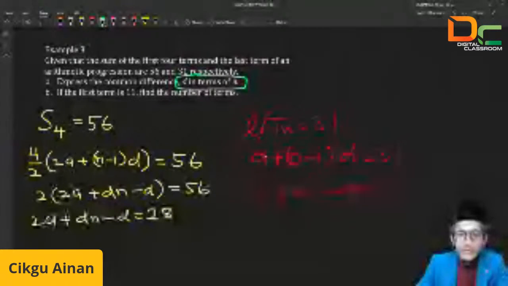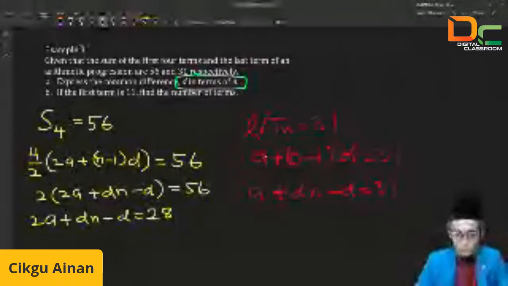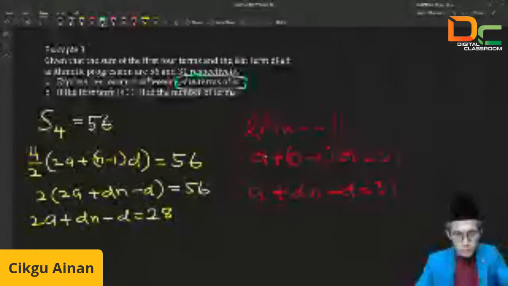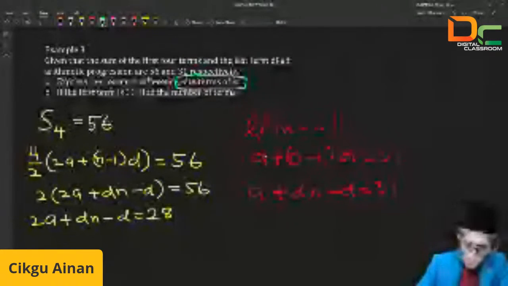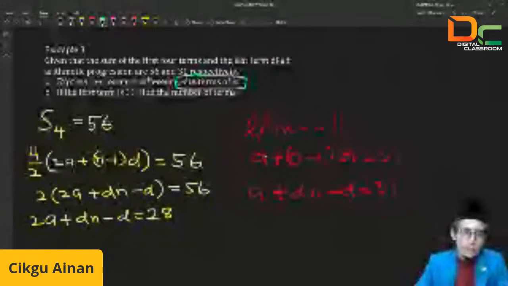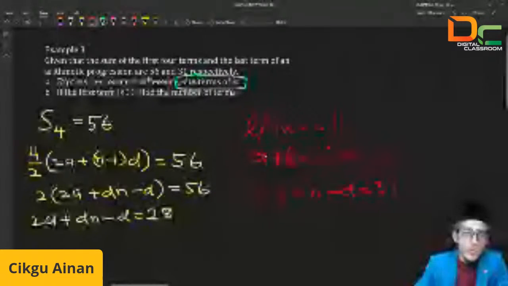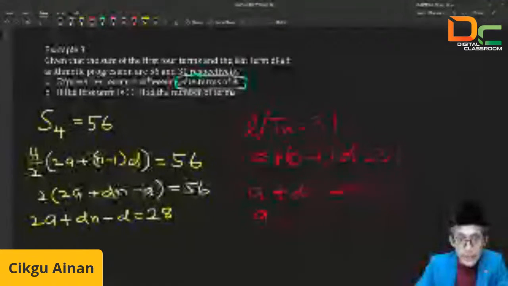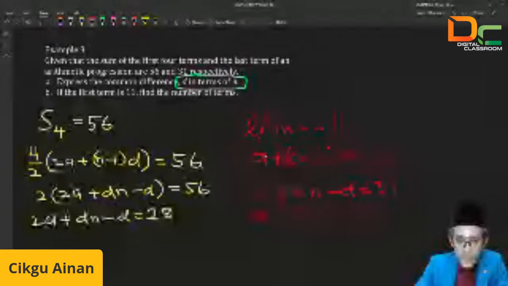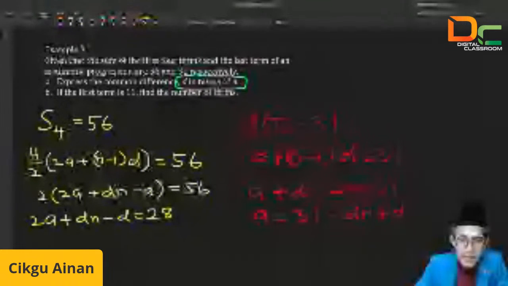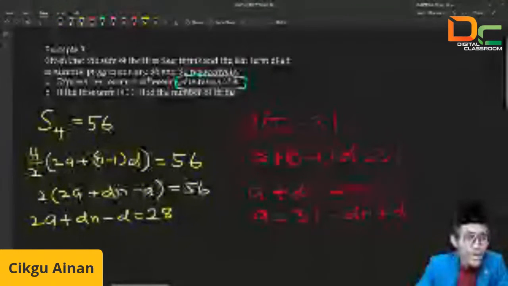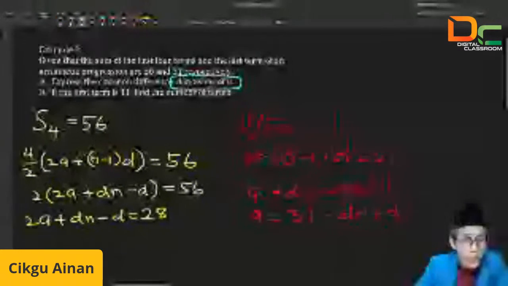It means that the variable that we have to extinguish, we have to make it gone, the one that we have to destroy is A. We don't want A, so we substitute A. In order to do that, we have to express A in terms of something. Okay, so for the red one, A equals 31 minus dn plus d.